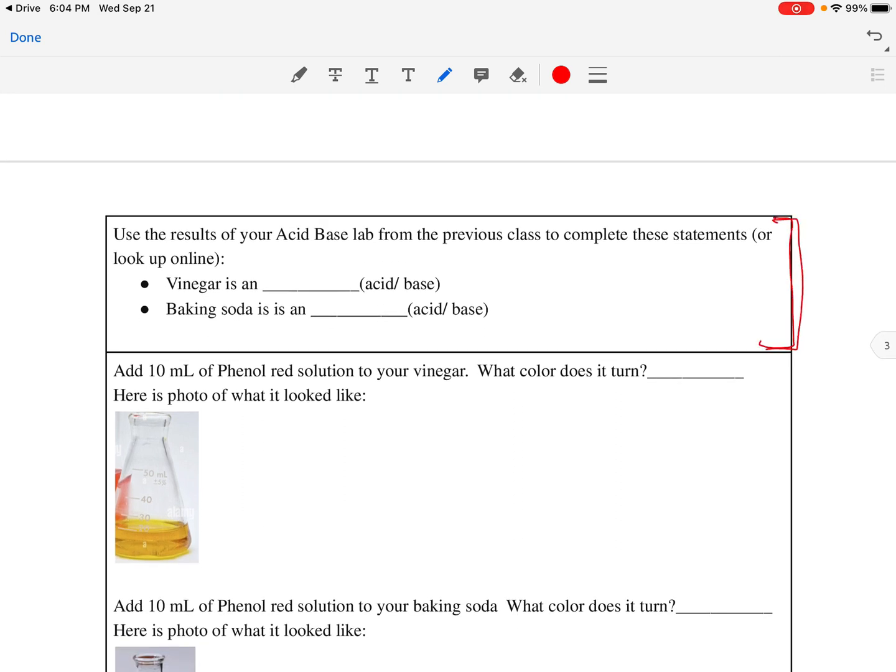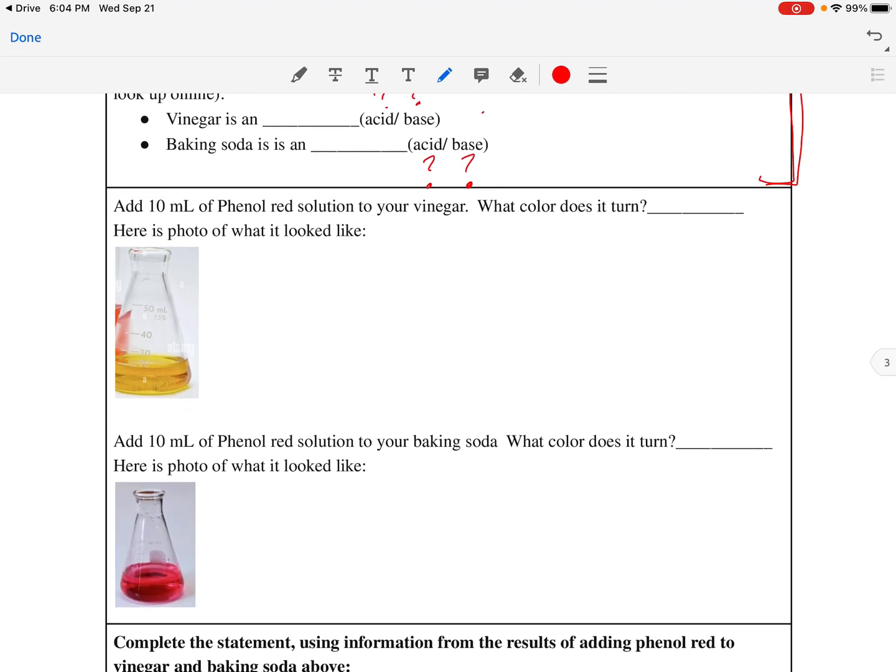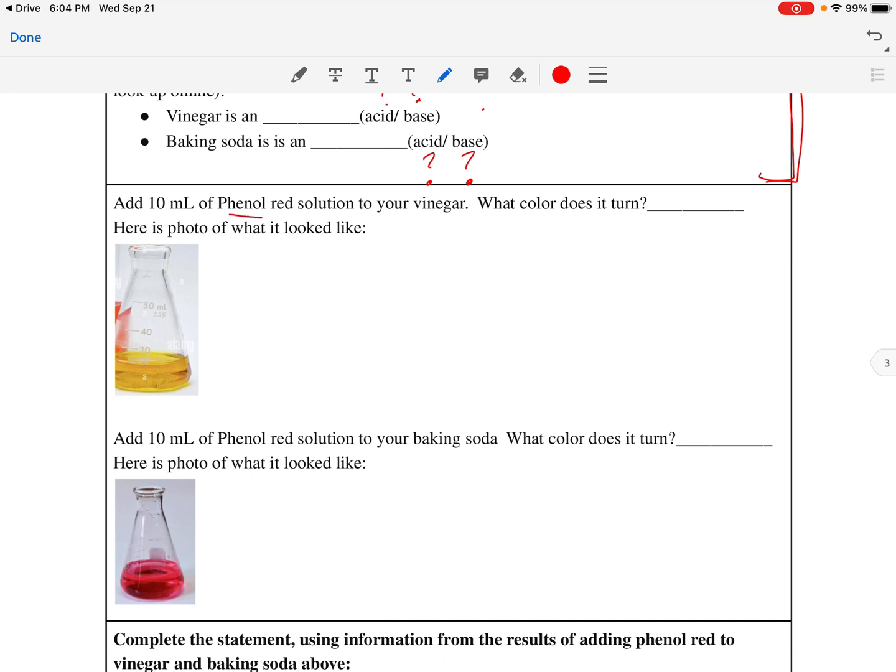So the first question was referring back to our acid-base lab, which, if you did at home, you just looked up the pHs for the different substances. So we'll have you remember, what is vinegar? Is it an acid or is it a base? What is baking soda? Is it an acid or a base? That's an easy thing to look up online.